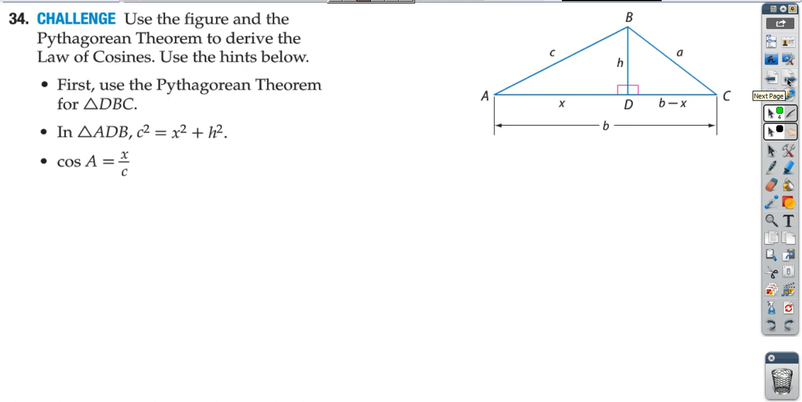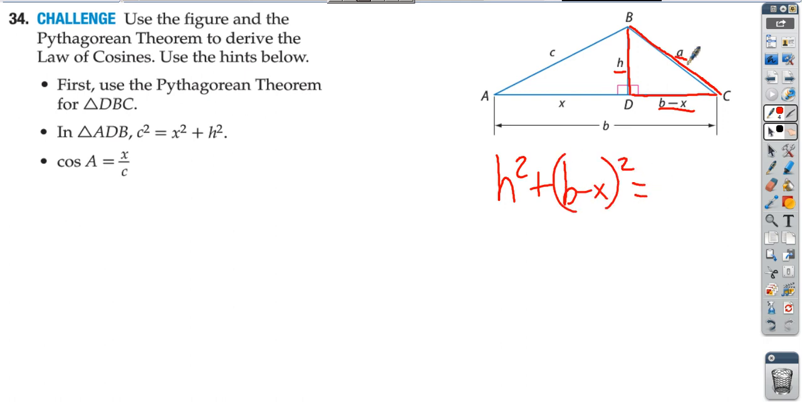Okay, the law of cosines is basically kind of like a fancy version of the Pythagorean theorem. So let's take a look at this triangle and it'll give us a couple hints how to do it. It says use the Pythagorean theorem for this triangle, which I'm going to outline in red right here. Well, the Pythagorean theorem says a squared plus b squared equals c squared, or the leg squared, plus the other leg squared, is equal to the hypotenuse squared, which is this a. They happen to use a for the hypotenuse. Normally it's used for the leg, but it doesn't really matter.